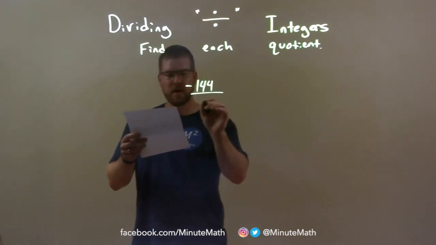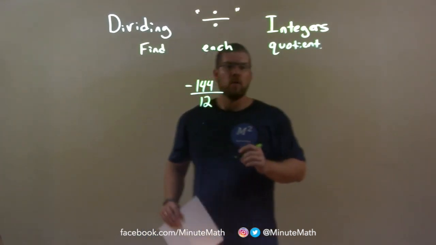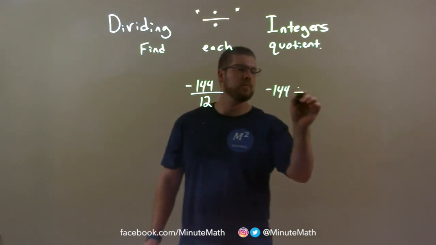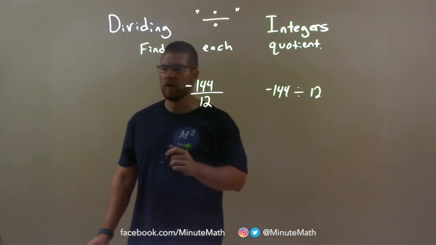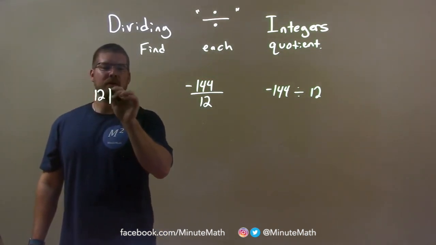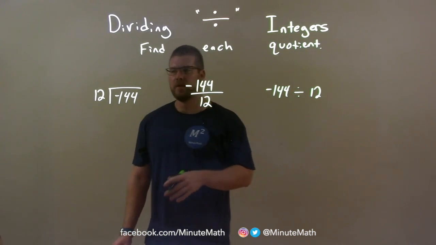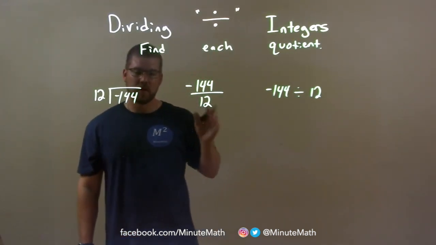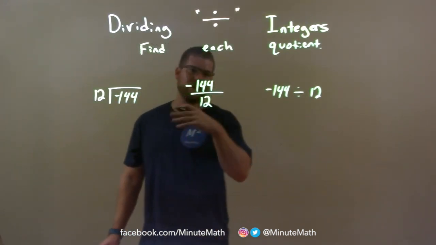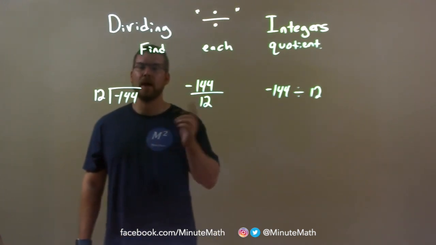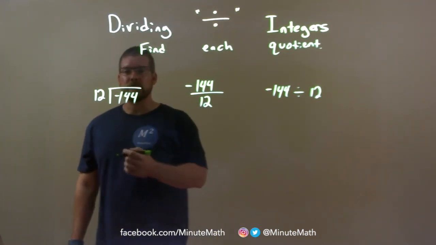-144 divided by 12. Well, we know that that's the same thing as writing it like this. -144 divided by 12. Or 12 goes into -144. Now you might have this memorized and think that it's just 12, which is fine, and you can get there, or -12 is our final answer, okay? Because 12 times 12 is 144. But let's go do some long division here.